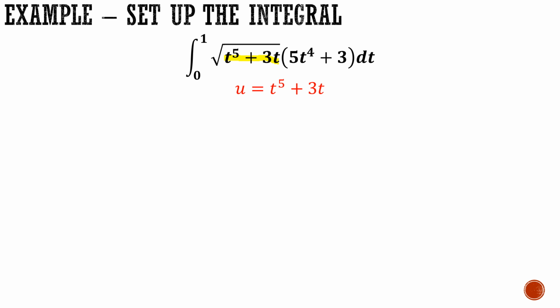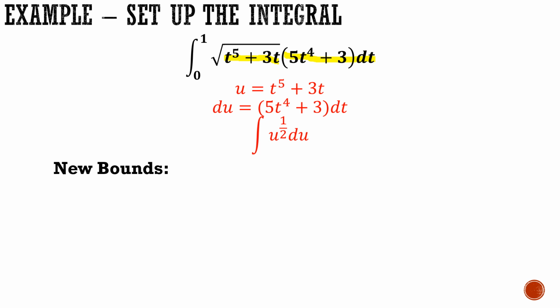And so my du is going to be 5t to the 4th plus 3 dt, which is this whole second piece of my integral. And so when I substitute my u in, I'm going to have the integral of square root of u, or u to the 1/2 du. Now for my new bounds, I'm going to plug this bottom bound 0 and this top bound 1 into my u.